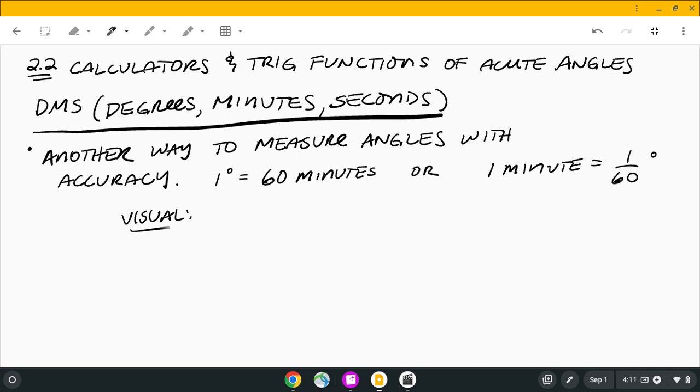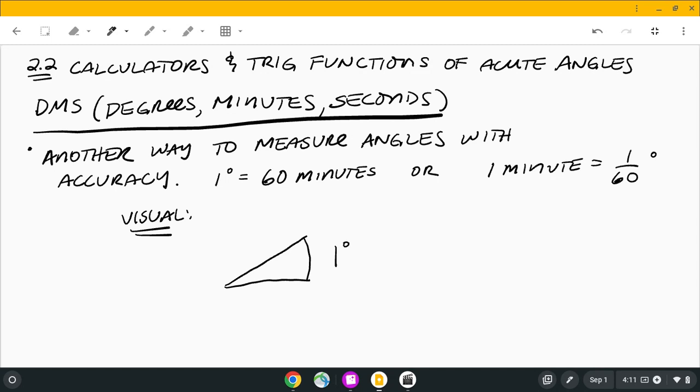Imagine 1 degree. I'm going to imagine 1 degree zoomed in, because 1 degree is too small to draw. So let's assume this is 1 degree. I know it looks more like 45 degrees, but let's assume this is 1 degree zoomed in. Okay, 1 degree of measure, this angle.